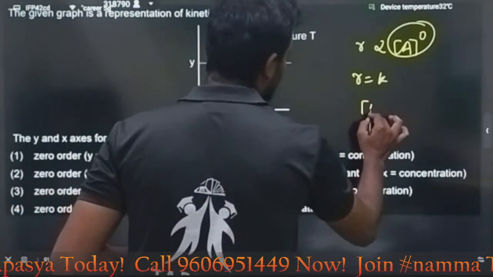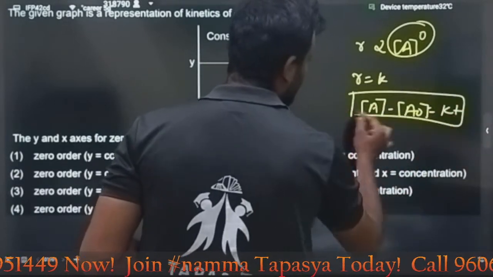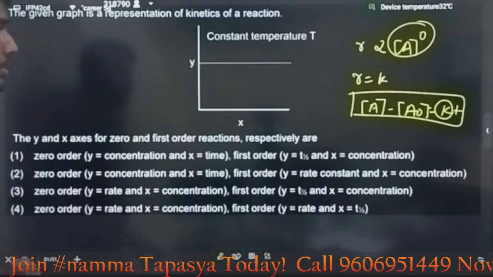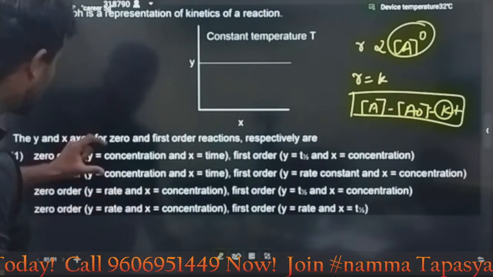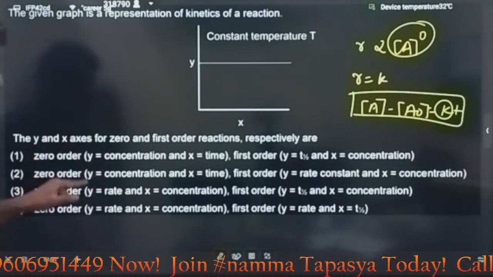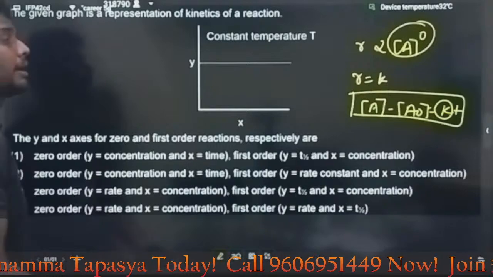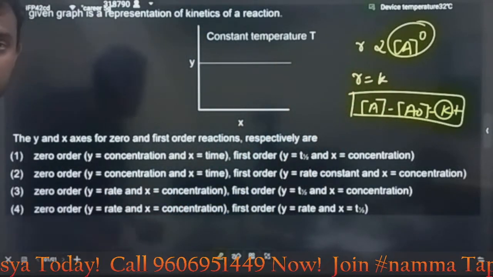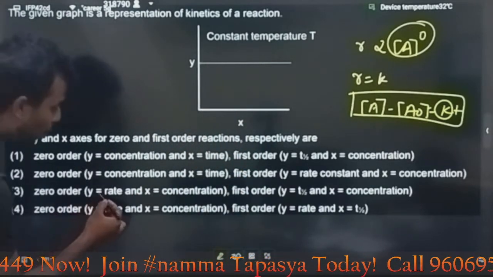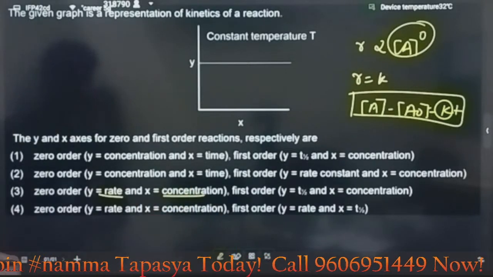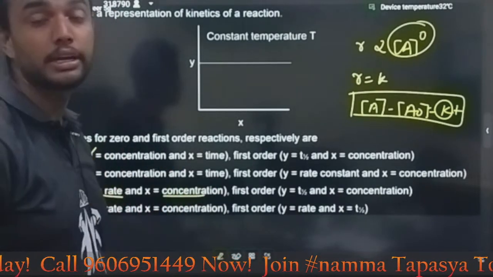Then what is the integrated rate equation? A minus A naught is equal to minus Kt. We get the integrated rate equation to calculate the rate constant value. Here, my dear students, in the case of zero order, we need to choose what is X and what is Y. Here, rate depends upon the concentration. Here the concentration value is the same, so we can easily choose Y as rate and X as concentration. Then you can easily remove option A and option B. Either option C or option D is the correct answer.